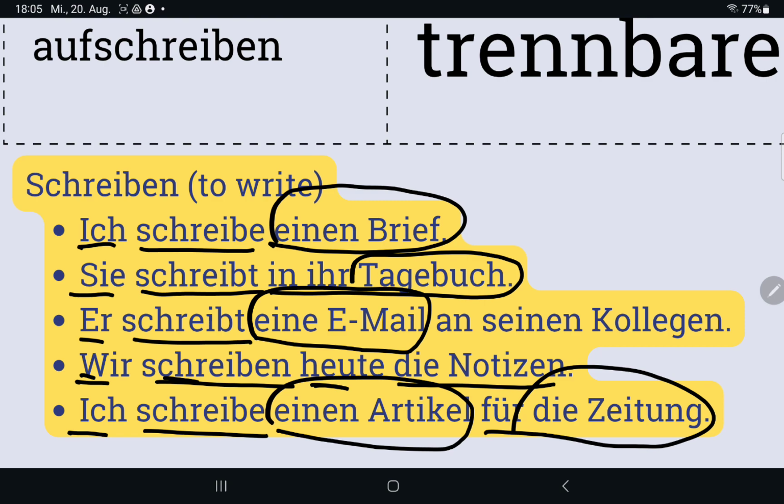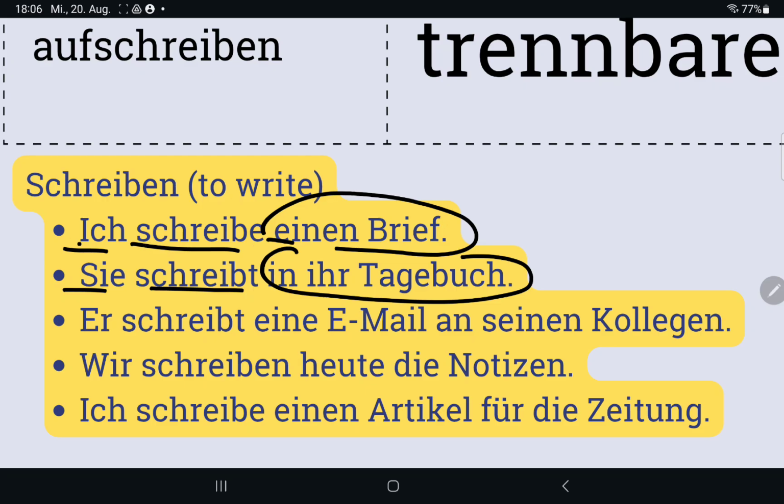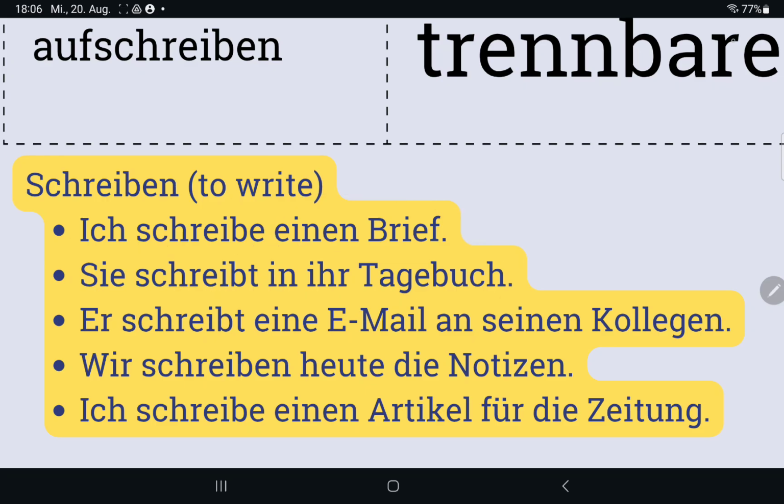Basically, if you have a sentence with just a normal verb, not a separable verb, also not a not separable verb, just a normal verb which has no prefix, you don't worry. You have subject, verb, and then you write whatever you want to write.